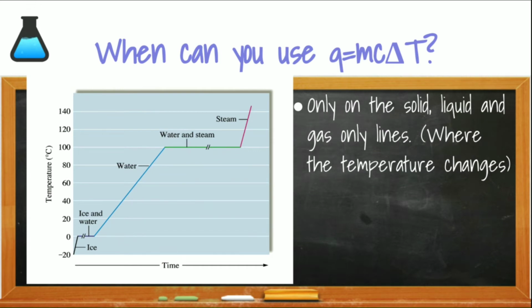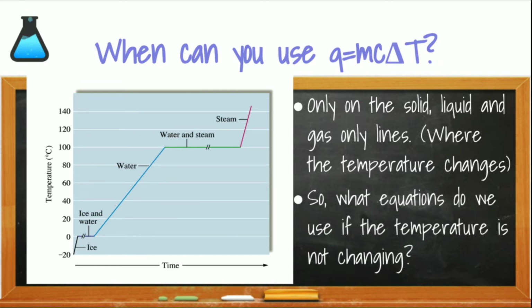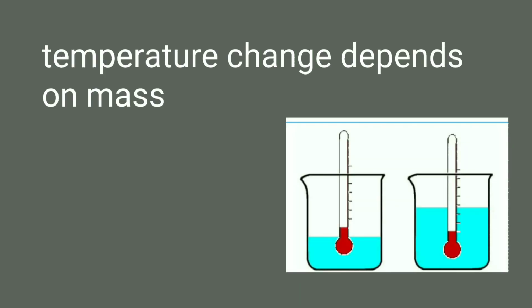You can see on the phase change diagram where we only have one phase, that is where the temperature changes. So that's where we could use Q equals mc delta T. Before we solve any heat equations, let's look at the factors that affect the change in temperature.